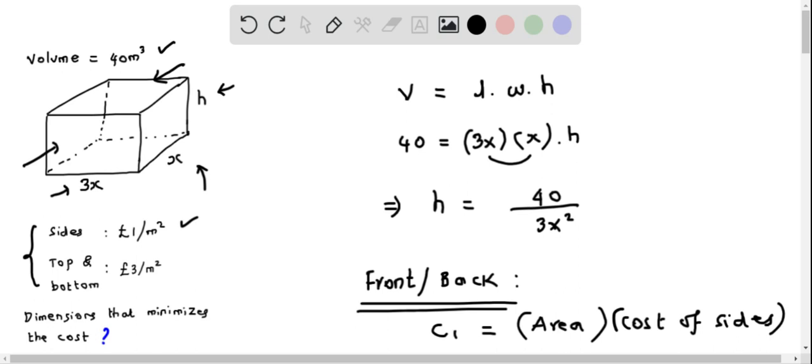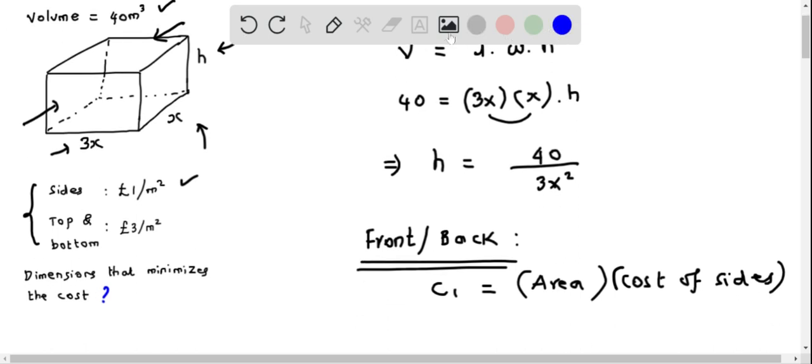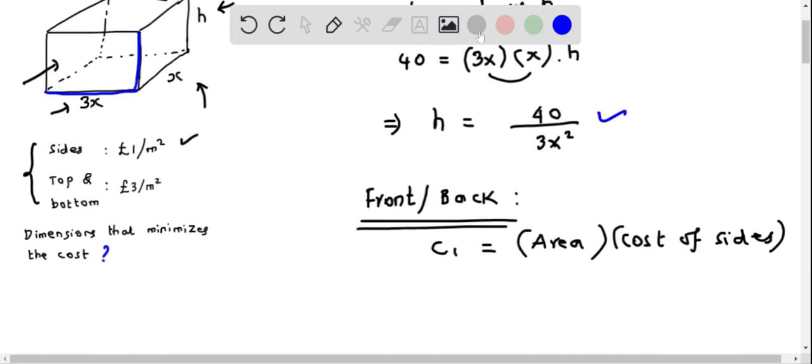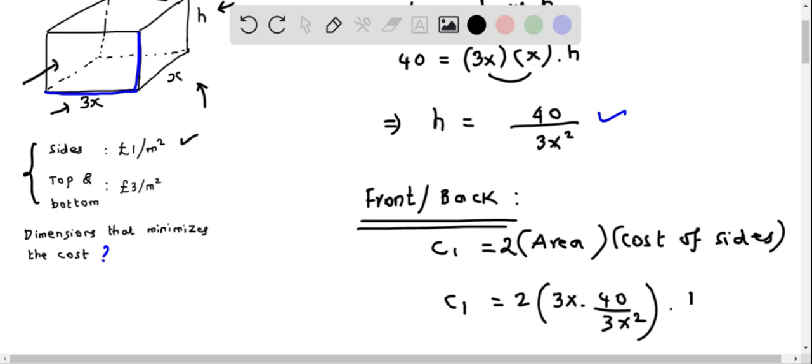So first let's calculate the area. Here we see that for the front side, this length is 3x, and we have a height over here. So height is h. We can replace the value of h as 40 by 3x squared. So therefore, we can write down C1. This equals area, we can multiply this quantity by 2 because both the front and back sides are symmetrical. So we calculate for one of the areas. So 2 times 3x times height. Height is 40 by 3x squared. And this multiplied by the cost of the sides. Cost of the sides is 1 pound. So you simply multiply by 1.